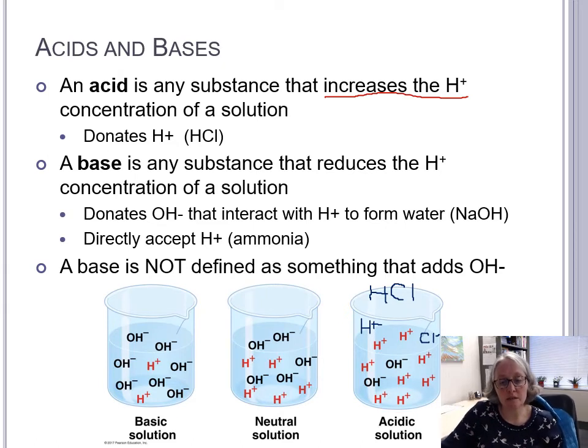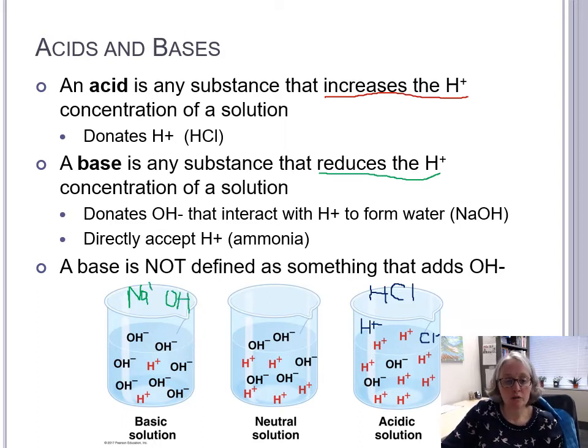A base is any substance that is going to decrease the hydrogen ion concentration of a solution. For example, we've got this picture down here. Let's imagine something like sodium hydroxide. Sodium hydroxide is a strong base.